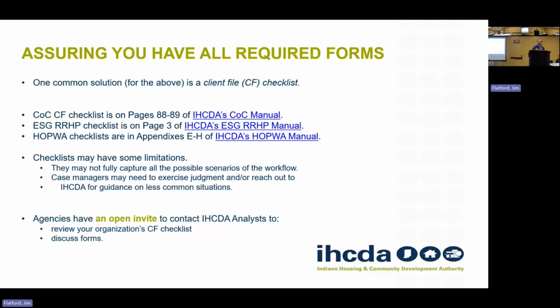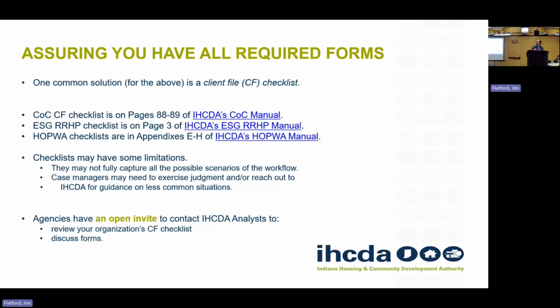So we mentioned a couple times that this is a lot of stuff to ask for, to track, to keep on hand. One solution to make this all easier for you all is a client file checklist. And those do exist within each of our program manuals. You can see we've got a link to our COC manual and the ESG RRH HP manual along with HOPWA. I did get on our ESG webpage, we do have separate client file checklists on that page now to try to make your life a little easier.